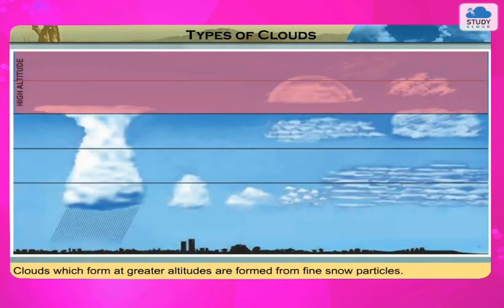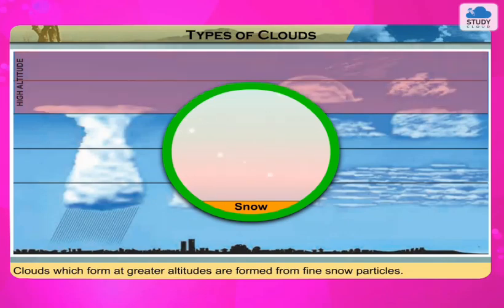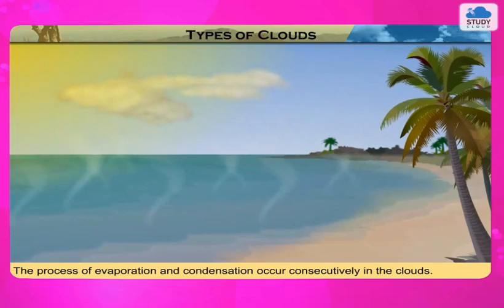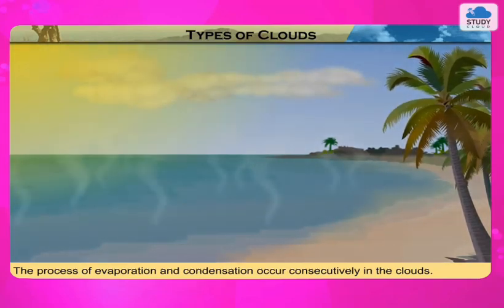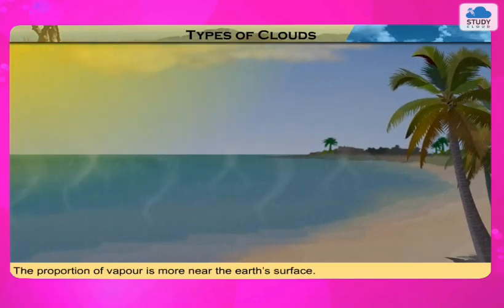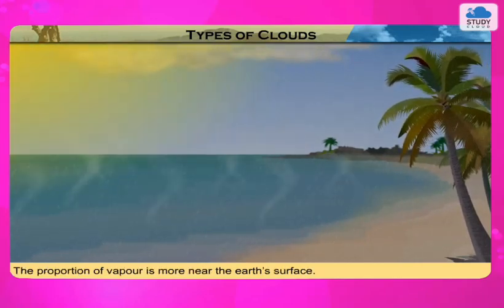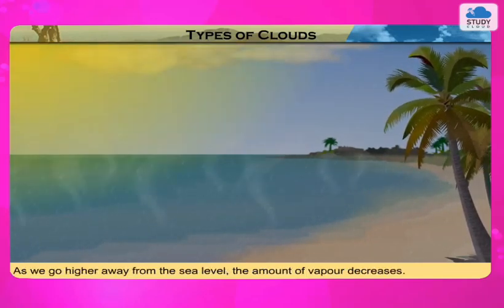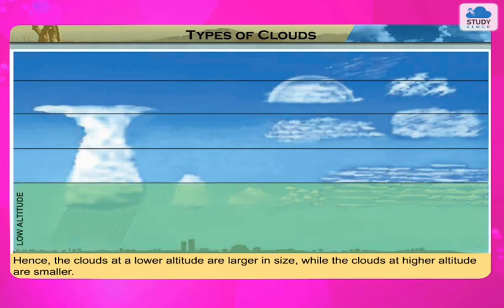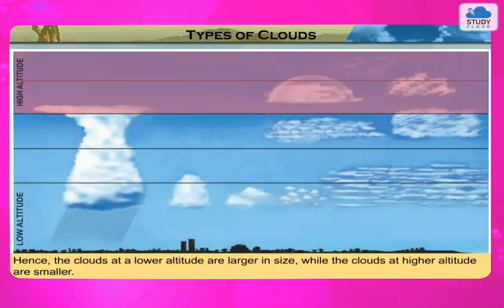Clouds which form at greater altitudes are formed from fine snow particles. The process of evaporation and condensation occur consecutively in the clouds. Specific type of clouds causes rainfall on Earth. The proportion of vapor is more near the Earth's surface. As we go higher away from the sea level, the amount of vapor decreases. Hence, the clouds at a lower altitude are larger in size, while the clouds at higher altitude are smaller.